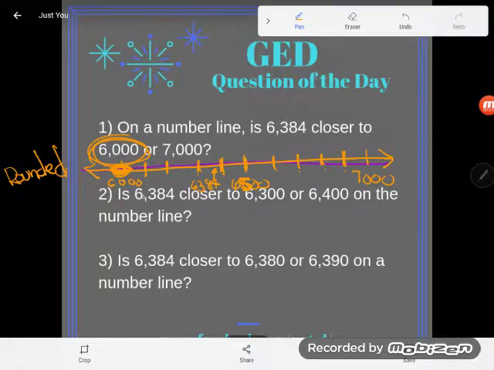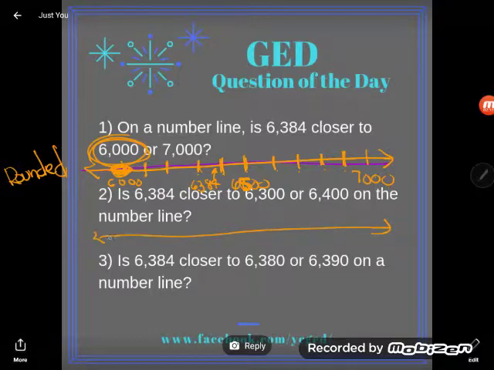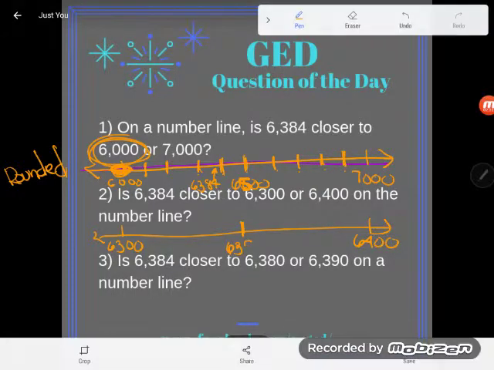Number 2 says, is 6,384, same number, but now they want to know if it's closer to 6,300 or 6,400. So we're looking at a smaller portion of our number line now. We're looking at the section between 6,300 and 6,400. Again, if I were to break that up evenly, I would be at 6,350, because halfway through our digit system is the digit 5.